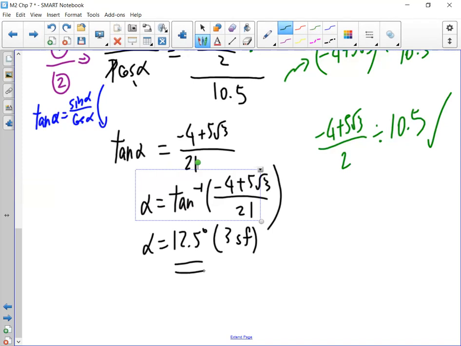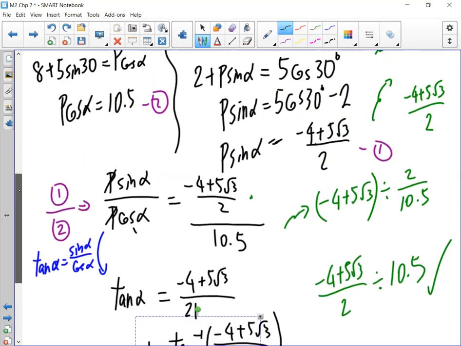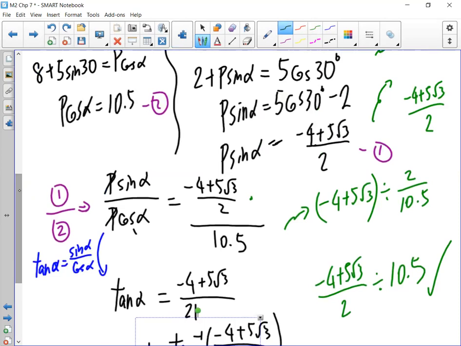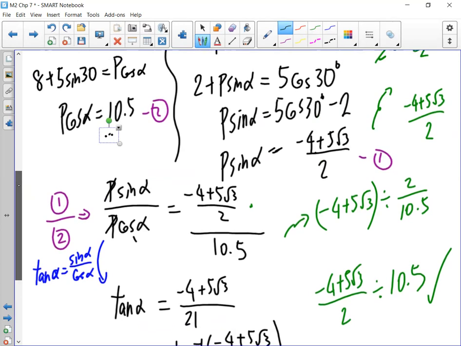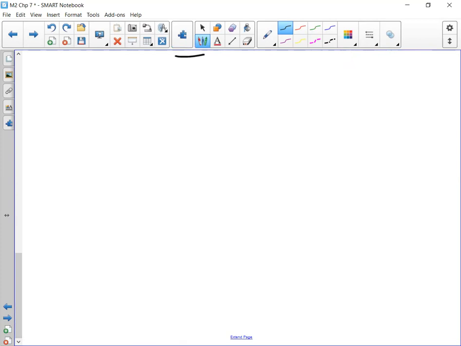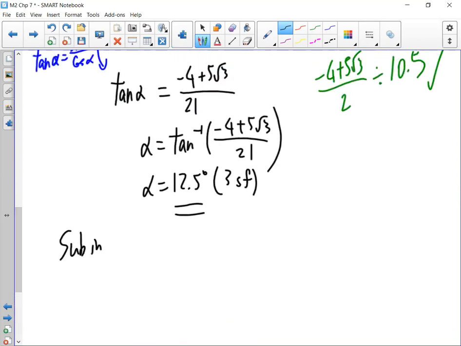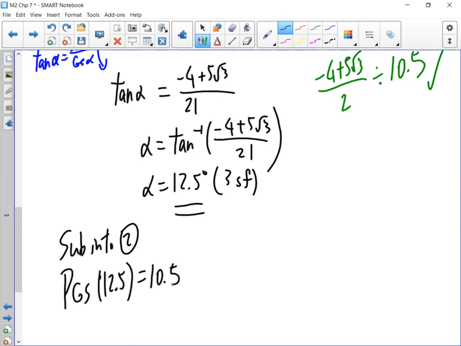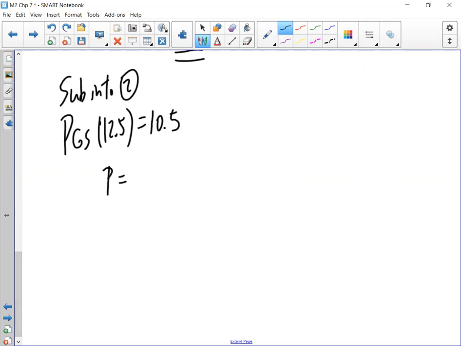And that's one answer. They also want you to find P. To find P, you can use either equation 1 or equation 2. I'll probably use equation 2, because it looks simpler than equation 1 since there's no fraction. No one likes fractions. So I'm going to substitute into equation 2: P cos 12.5, and you must use the full value in the calculator, equals 10.5. So P equals 10.5 divided by cos 12.5 degrees, and you should get 10.8 Newtons.